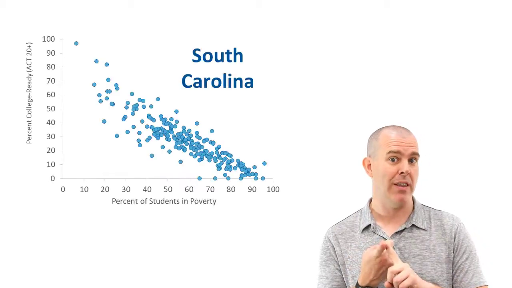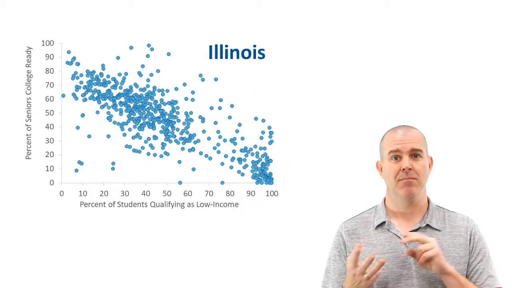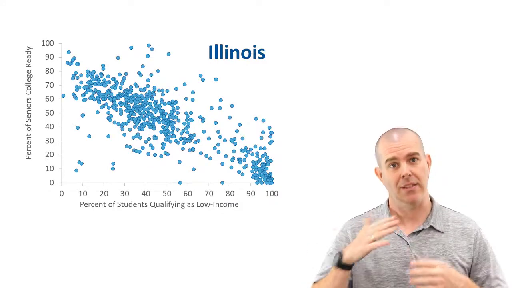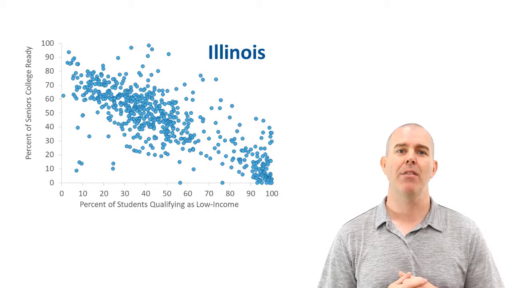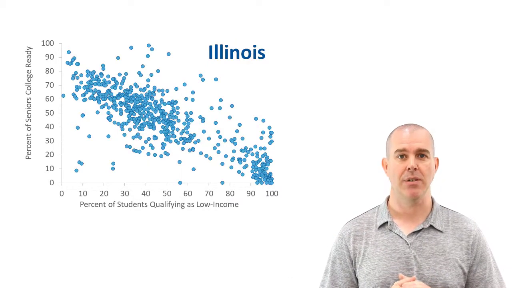One other quick comment here, lest you think I'm picking on Illinois. Not every state has this type of data available, but I did get it for South Carolina, Tennessee, Wisconsin. And then here's Illinois again, and you can see they're all similar trends. The more students there are with poverty in a particular school, the fewer students are college ready in that particular school.